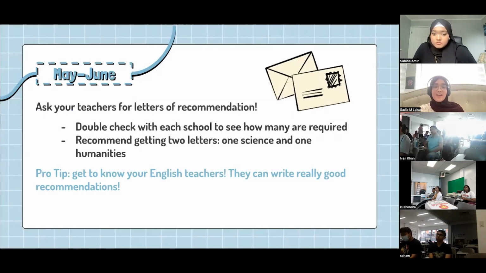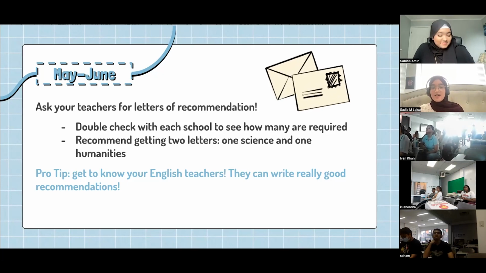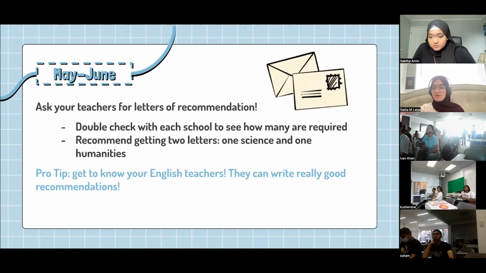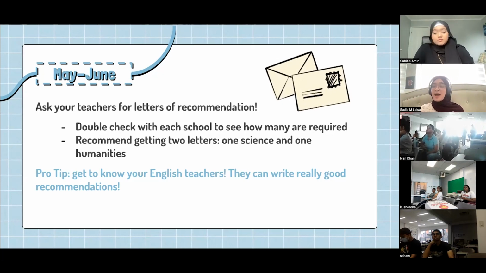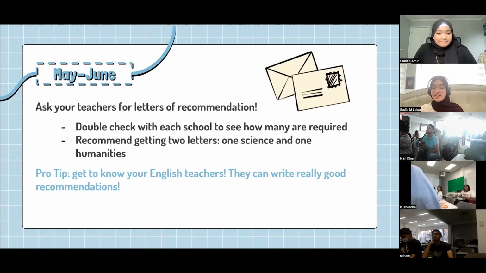Okay. And then May, June, this is when, oh, this is the pro tip slide. I was ahead of myself. So this is when you should ask for the letters of recommendation. Usually schools ask for 2, one science and one humanities, but definitely double check with each program that you're applying to. Some of them might require a lot more. I didn't apply to Sophie Davis, for example, but I heard that they need 5 letters. That's a lot. So keep in mind how many you're going to need.